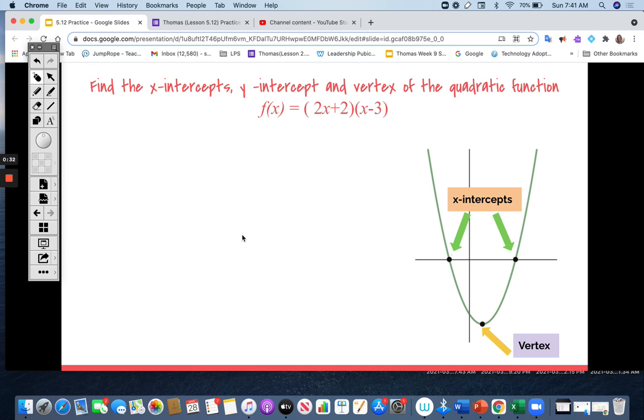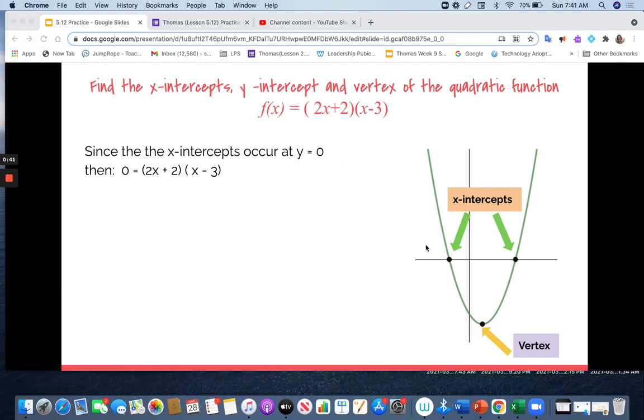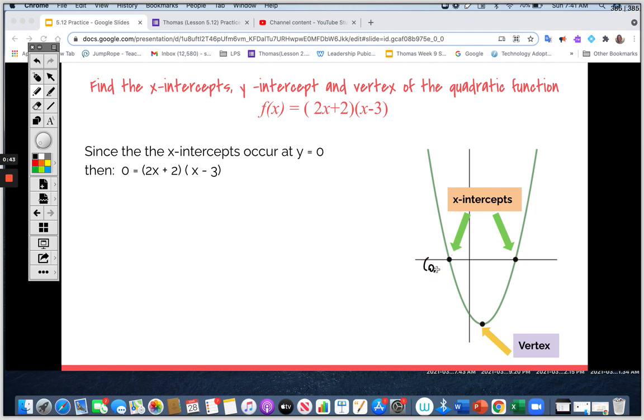So what do I know? I know that my x-intercepts occur where y is equal to 0. And so what that means is if I were to label this A, B, C, D, I know that my B is 0 and my D is 0 because y is equal to 0 at those points. That also means that I can set each of the factors in my factored form equal to 0. So I can start with 2x + 2 = 0, and I can also set x - 3 = 0.